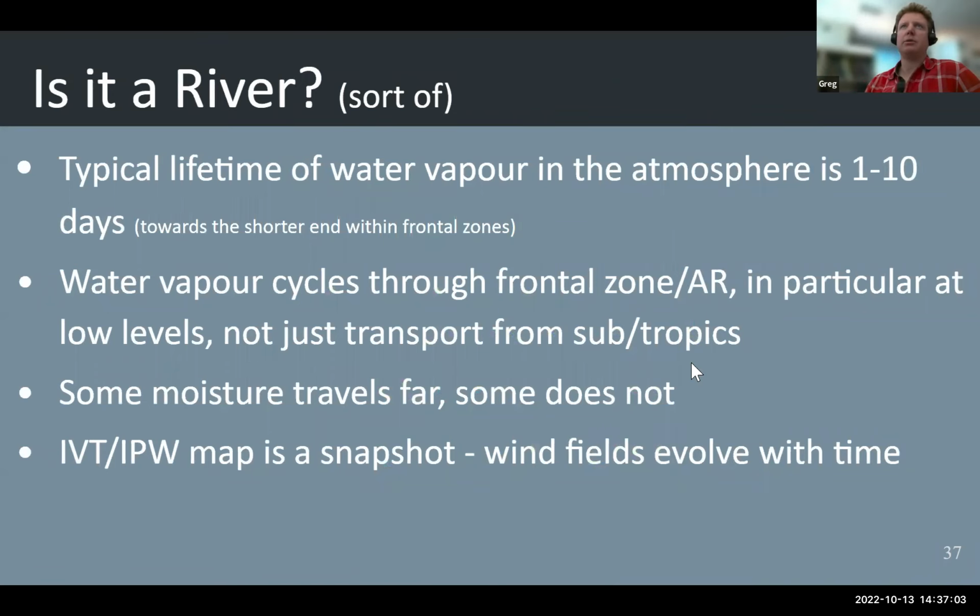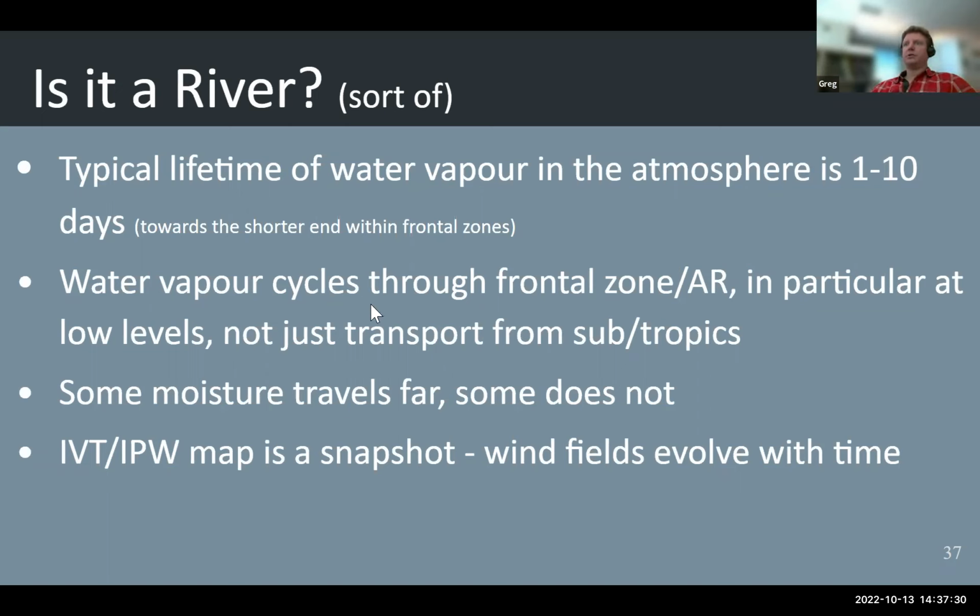Okay, so now we'll talk about whether or not it is a river, whether that metaphor is appropriate. And the answer is sort of. The typical lifetime of water vapor in the atmosphere is about 1 to 10 days, but it is shorter within frontal zones. And as we've talked about, the atmospheric rivers are basically within or right adjacent to frontal zones.